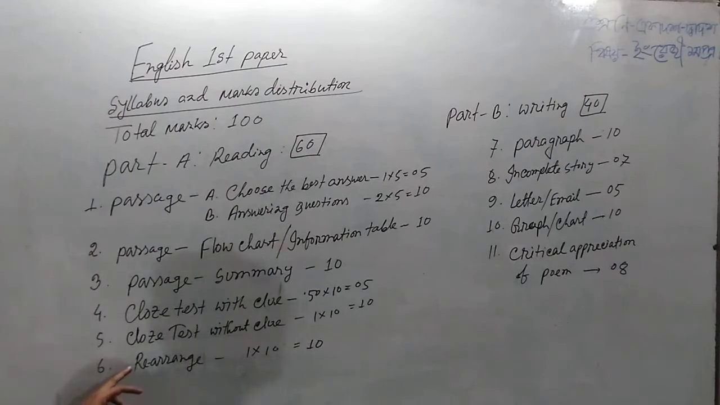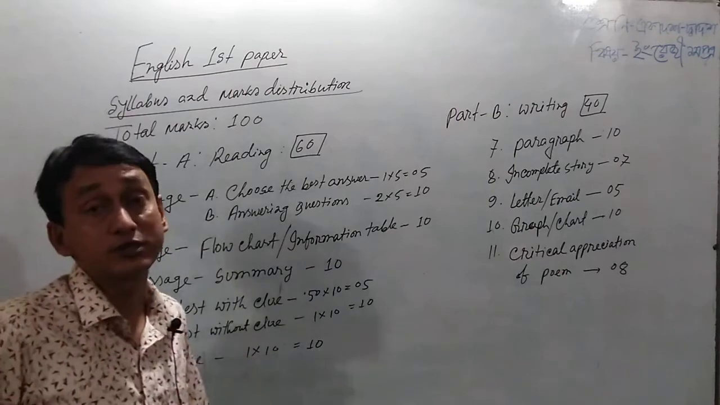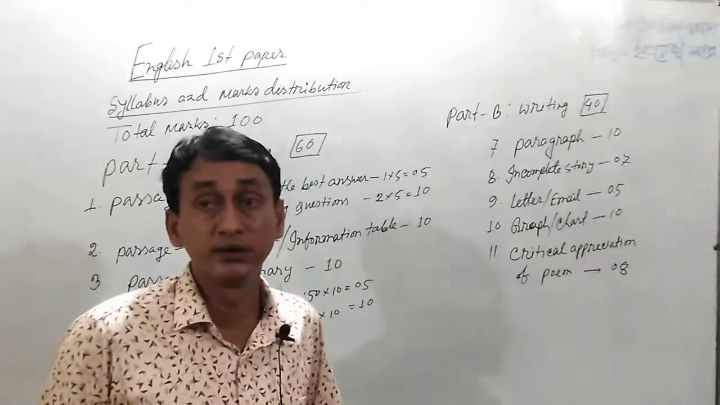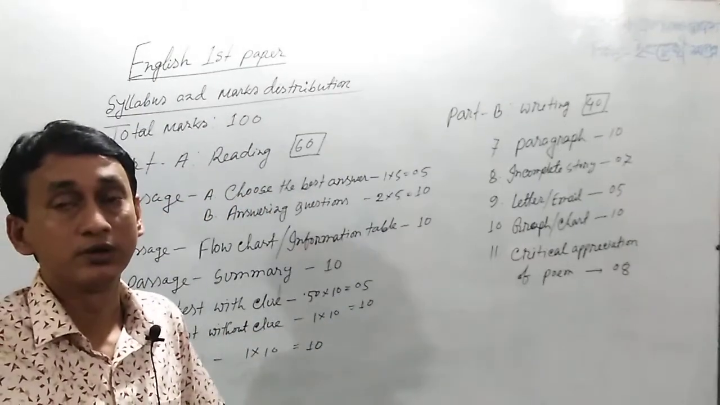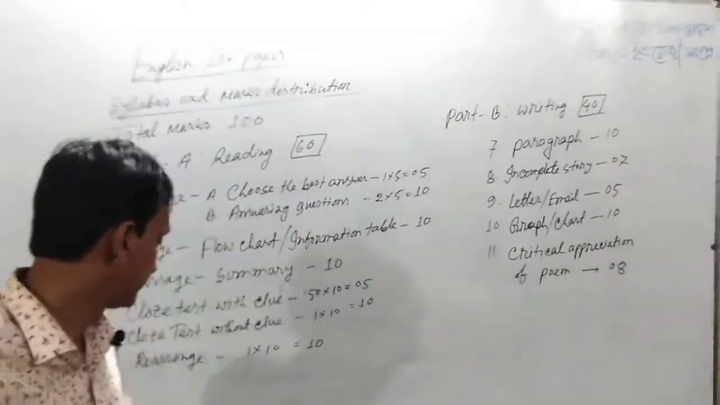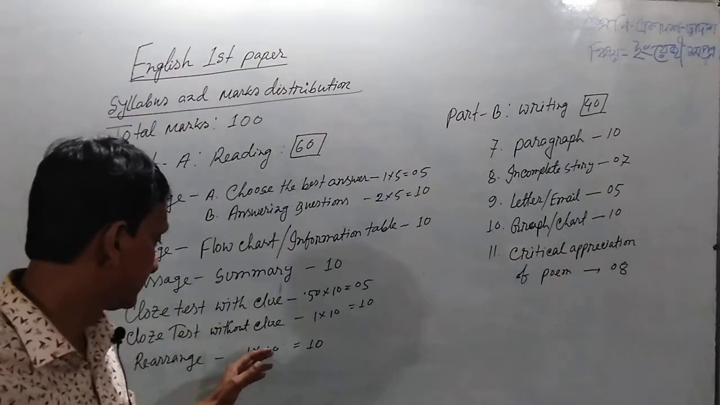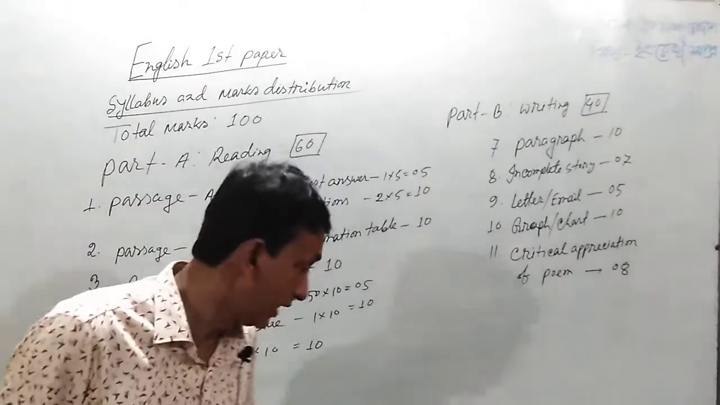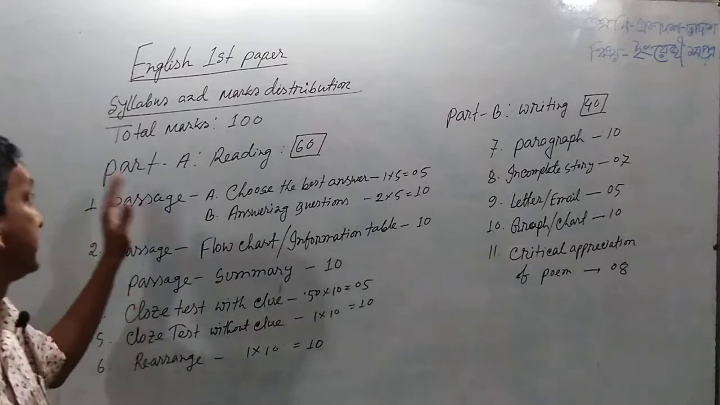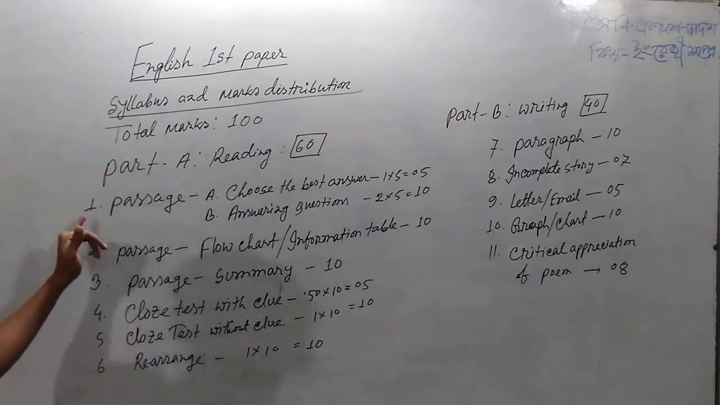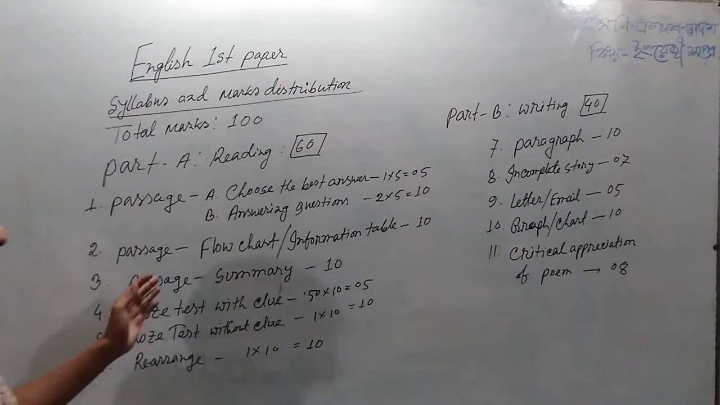Question number 6, rearrange. 10 sentences will be given on a particular topic, and it may be on a biography or on an event, and you have to arrange the sentences serially according to order, and the marks is 10. That means in Part A, there will be 6 questions, and in these 6 questions, the total mark is 60.